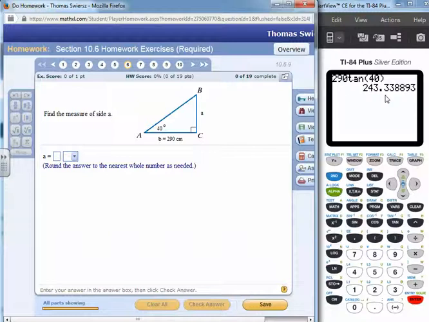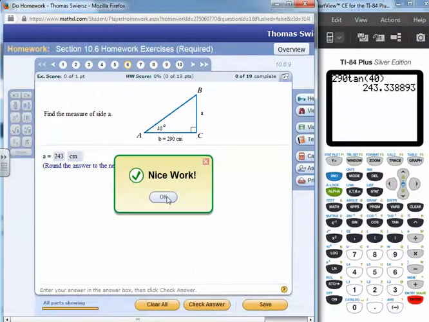So 243.3, there's a 3 in the tenths, so we would keep it at 2 and round down to 243. Again, it's just the length of a side, so it's the same units, centimeters to the first power, and that indeed is our correct answer.